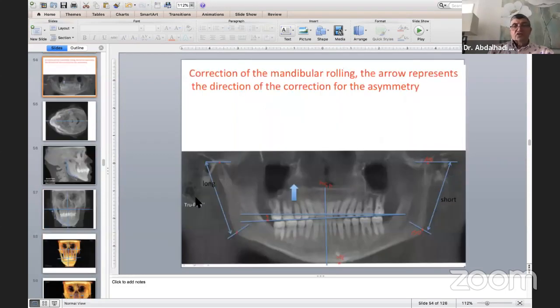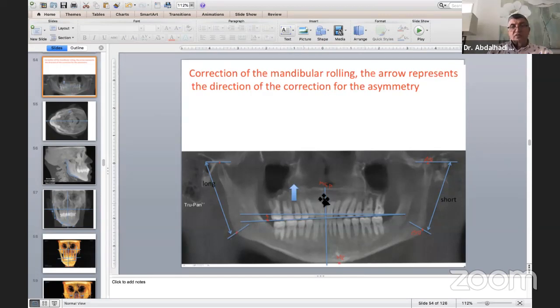The panoramic shows me that the ramus on the right side is longer than the left side and it is thinner. And if I look at the occlusal plane, I see that the right side and the left side, you see there is canting. So I have to intrude these teeth up. Then I have to shift this chin and this lower jaw to the right. So I have to bring it to the right and I have to intrude this area.